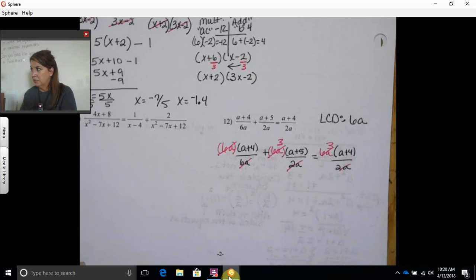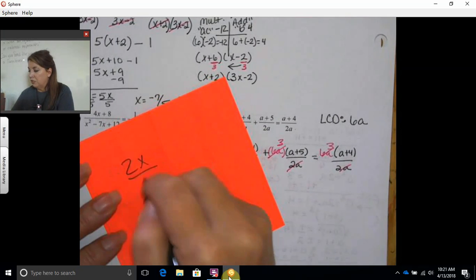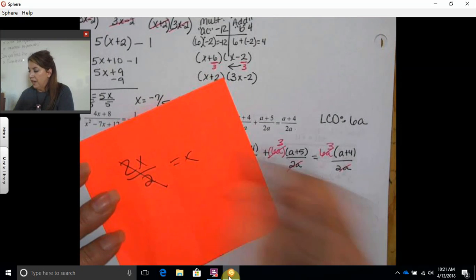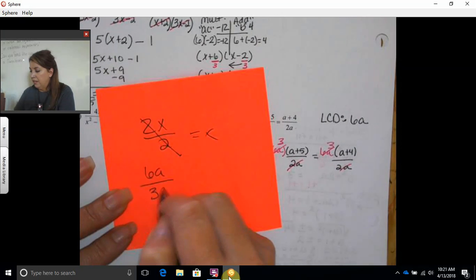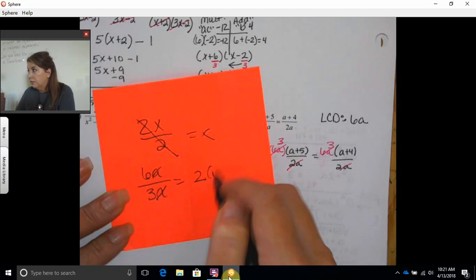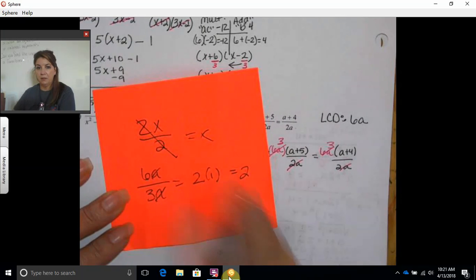It doesn't make sense? That 6a divided by 2a is 3? Well, a divided by a is 1. Anything divided by itself is 1, right? So if I have 2x divided by 2, don't you tell me that's just x? Right? So if I had 6a divided by 3a, well, 6 divided by 3 is 2. A divided by a is 1. So basically, 6a divided by 3a is just 2. Okay?